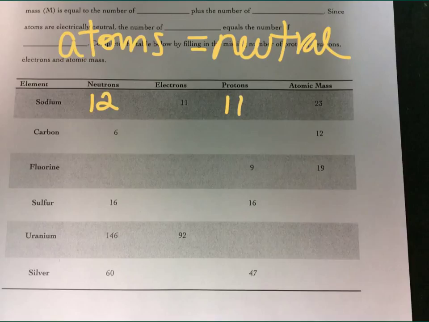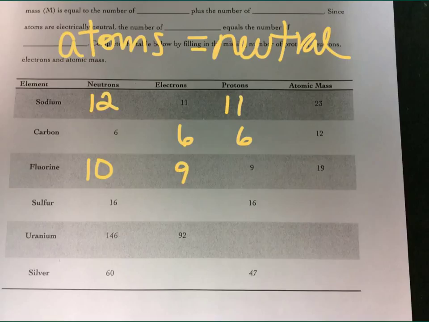Carbon, 6 neutrons. How many electrons and protons given an atomic mass of 12? 6. Fluorine has an atomic mass of 19 and 9 protons. So how many neutrons does it have? 10. And how many electrons does it have?